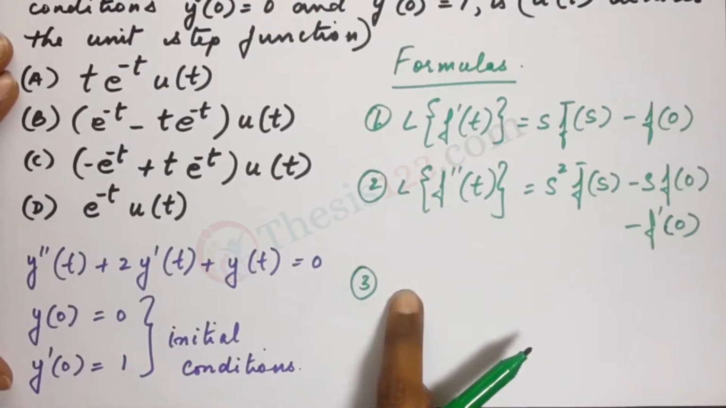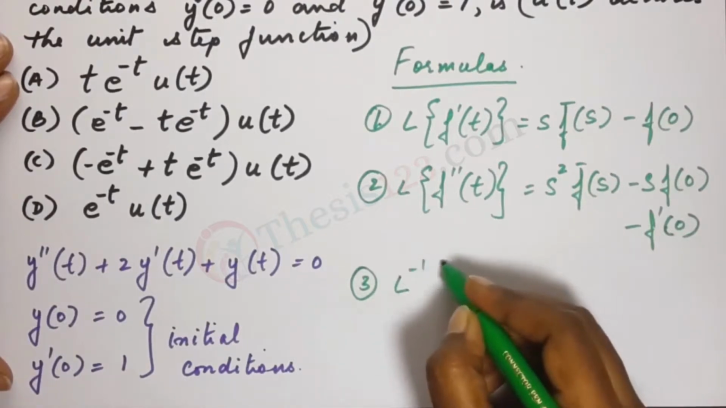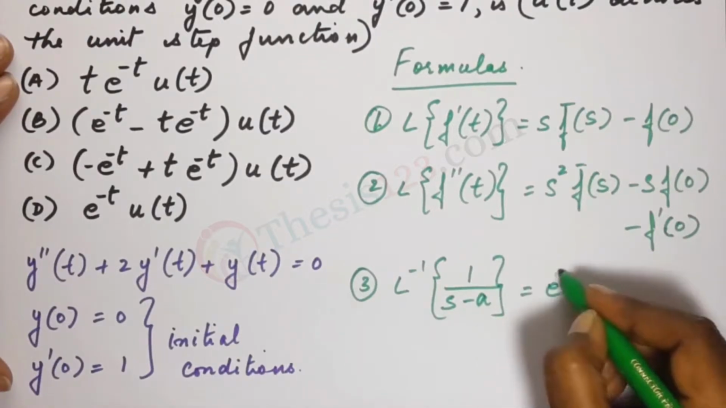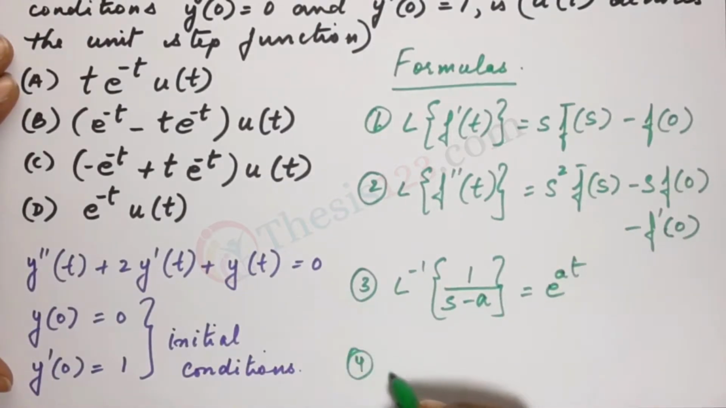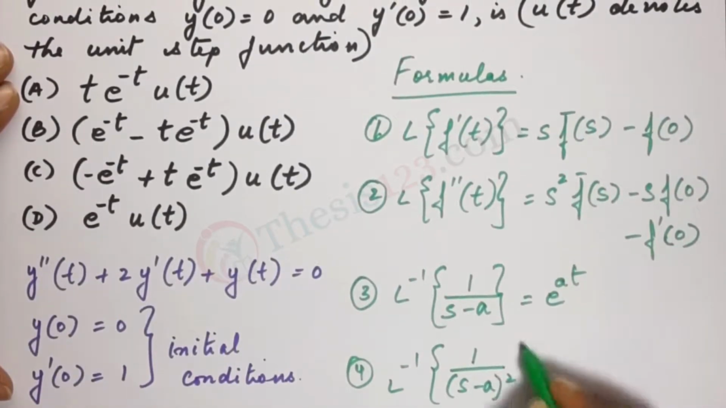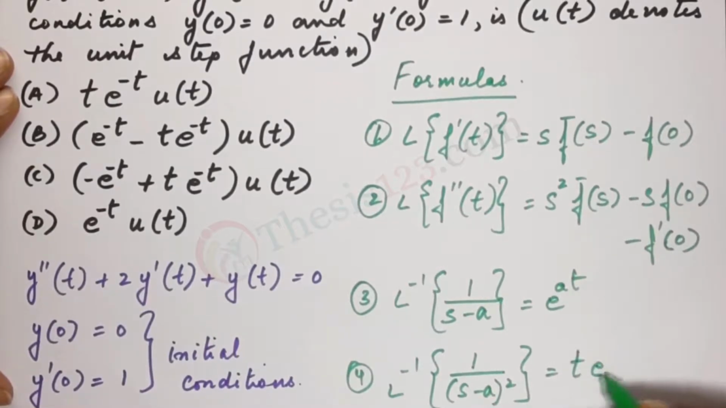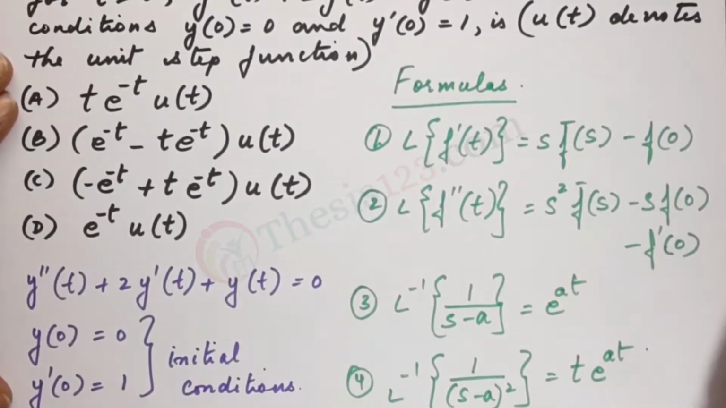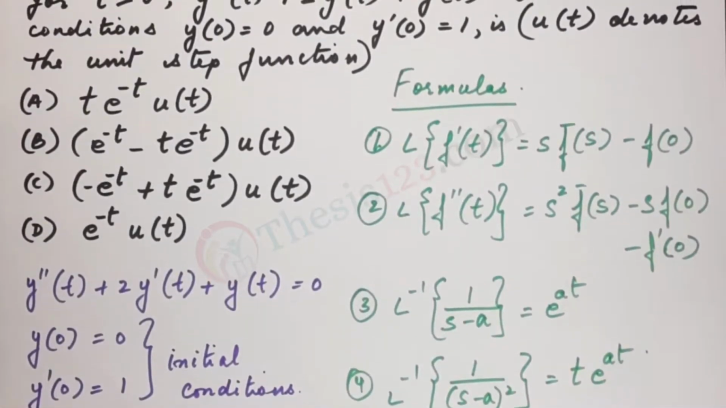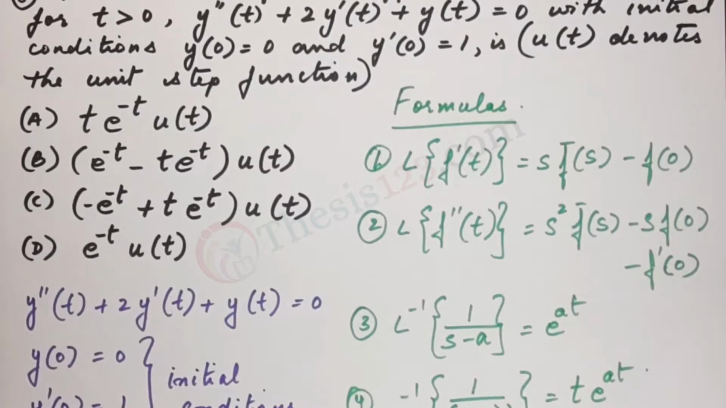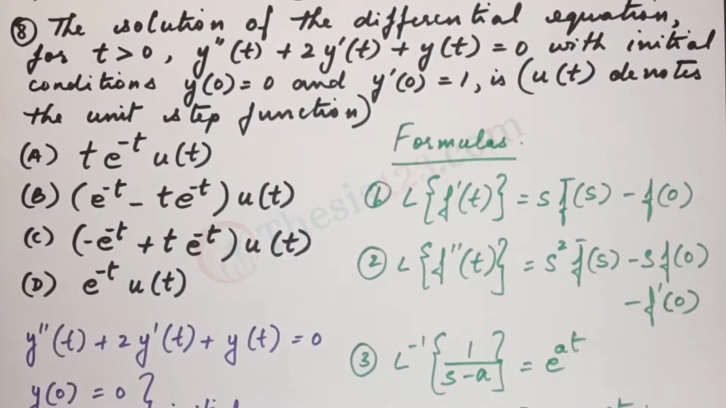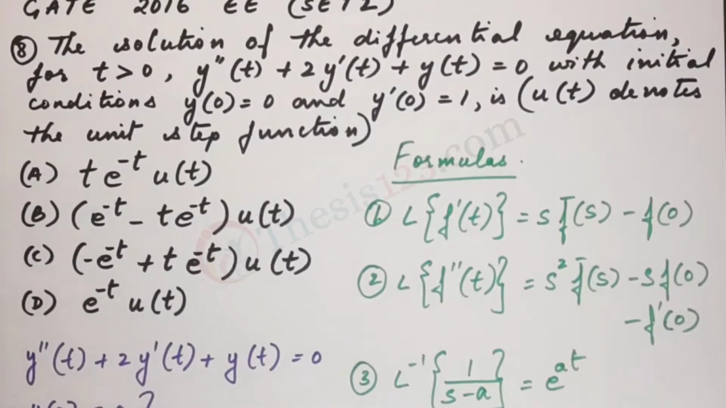Then we will also be using inverse Laplace. The inverse Laplace of 1 by s minus a is e power at. Also the inverse Laplace of 1 by (s minus a) whole square is t times e power at. I want you to keep all of these four formulas in mind. It's quite important because most commonly these are used. I'll just take another sheet of paper here and we will begin with the solution.